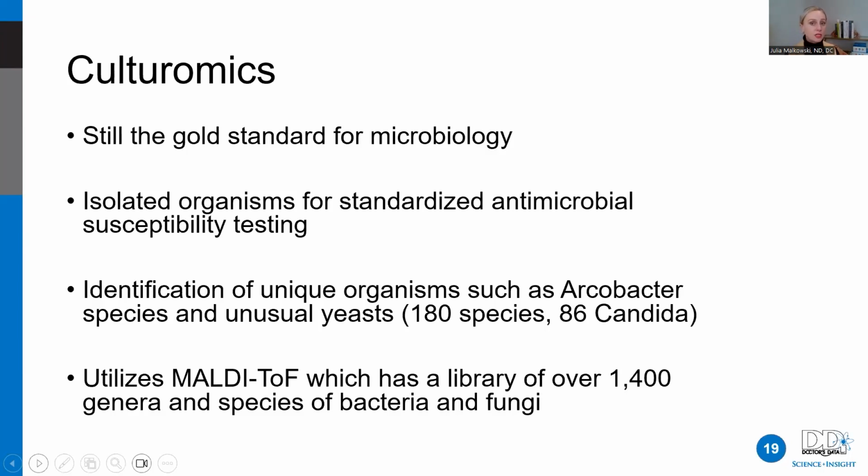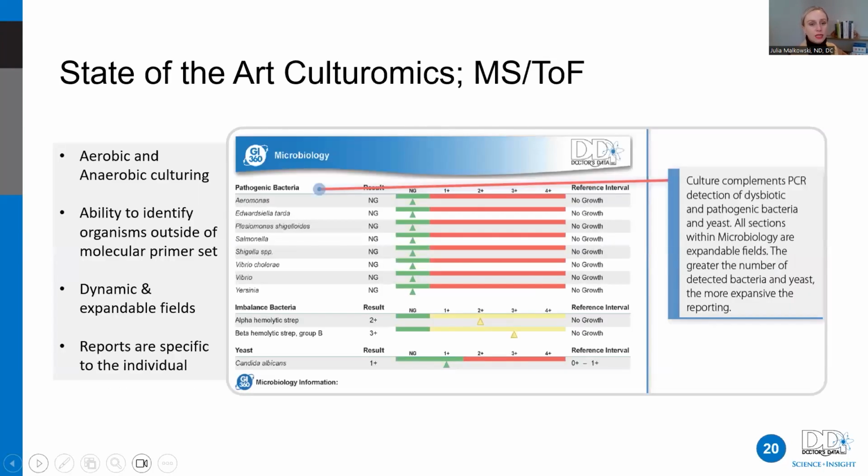Again, we're utilizing the MALDI-TOF library. This is over 1,400 genera and species of bacteria and fungi at this moment. So there's a lot of information on here. And that really is, here's an example of the culture. This is the state-of-the-art culturomics.